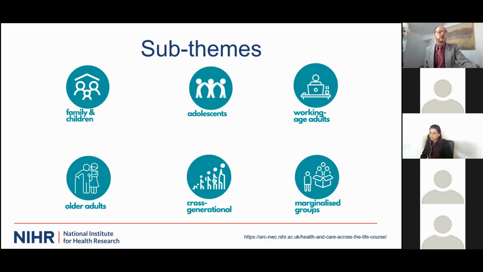So families and children is from antenatal, so pregnancy, through to childbirth and into families, up to the early teens. Then we move through to adolescence, into the early 20s, and working age adults and their health care needs, and then older adults, usually post-retirement. But that can be looked at in different ways.